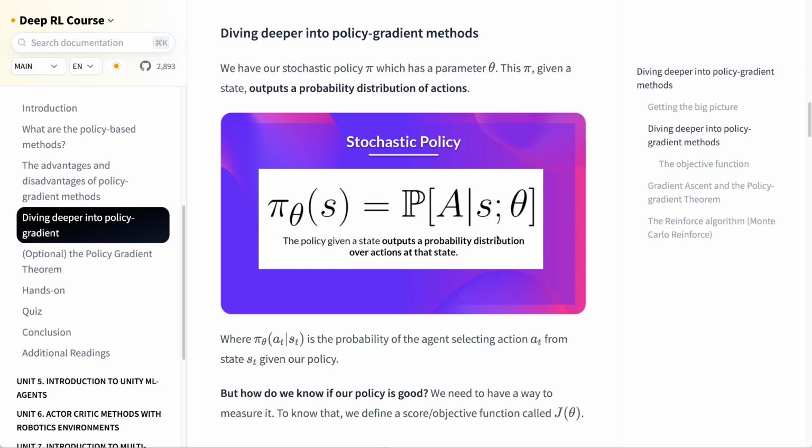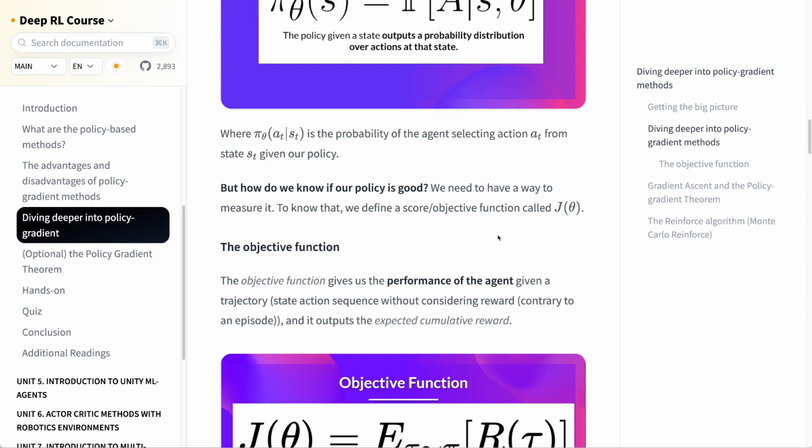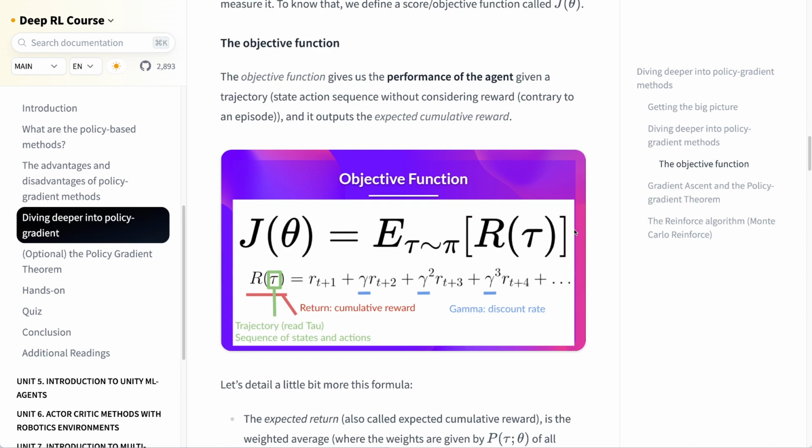We need to have a way to measure it. To know that, we define a score or objective function called J, parameterized by theta. So the objective function gives us the performance of the agent given a trajectory, state action sequence without considering reward, contrary to an episode, and it outputs the expected cumulative reward. Okay, so let's look at this objective function.